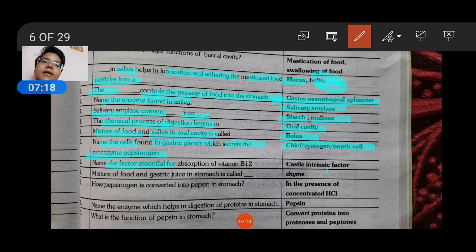The factor essential for absorption of vitamin B12 is Castle's intrinsic factor. The mixture of food and gastric juice in the stomach is called chyme. How is pepsinogen converted into pepsin in the stomach in the presence of concentrated HCl?